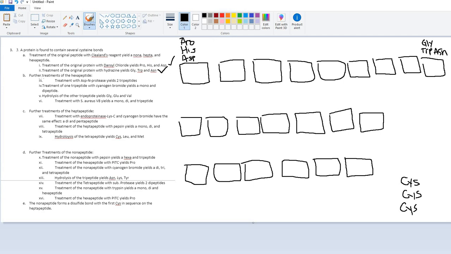Alright, so further treatments of the hexapeptide. Treatment with Asp-N protease yields 2 tripeptides. And what Asp-N protease does, it cleaves at the N-terminal of glutamate and aspartate. So the only way to get this into 2 equal halves of 3 is if it cleaves the N-terminal of this amino acid. That's the only way you're going to get 2 equal halves. So this is going to be either a glutamate or an aspartate. You don't know which one yet.